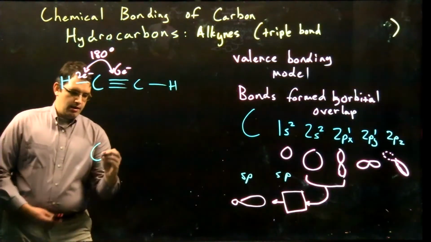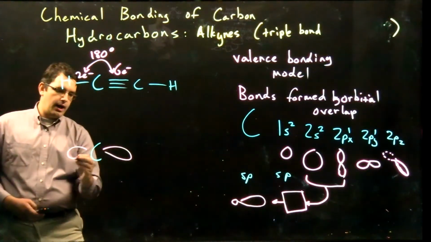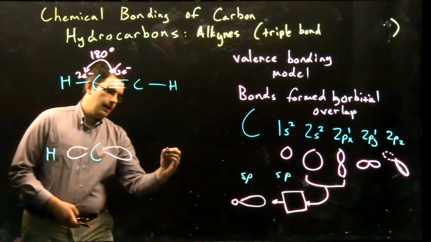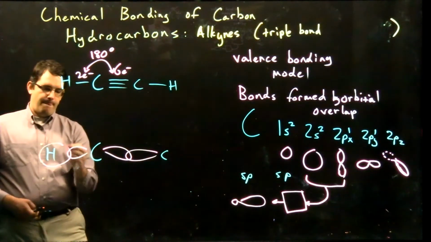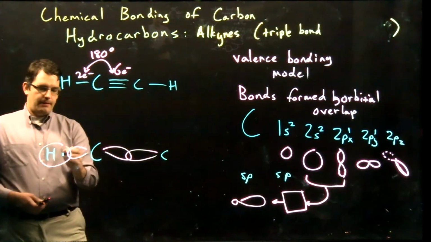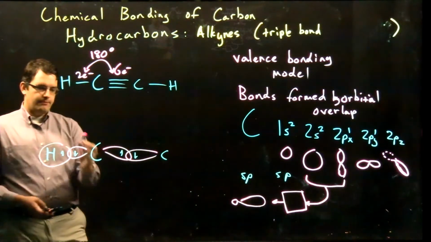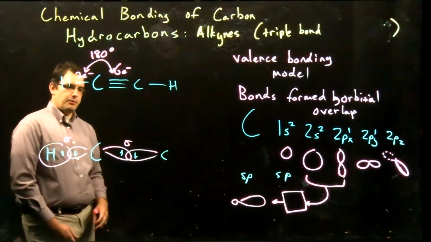So my carbon will have my sp orbitals sticking out one on either side. I have my hydrogen and my carbon. I've got my overlap creating, again, 2 sigma bonds. All right, so it's head-on overlap, sigma bond, sigma bond.